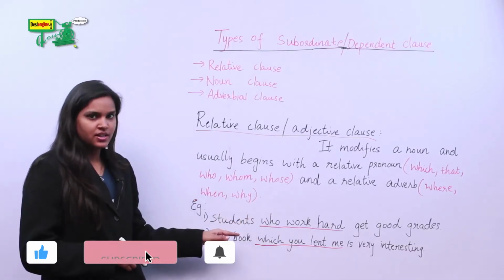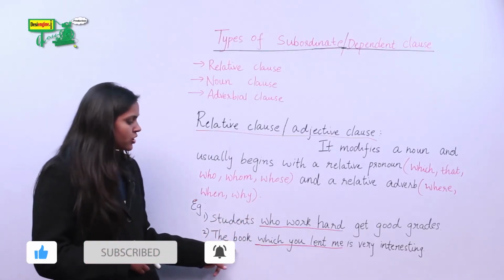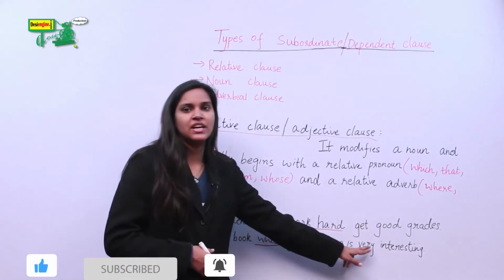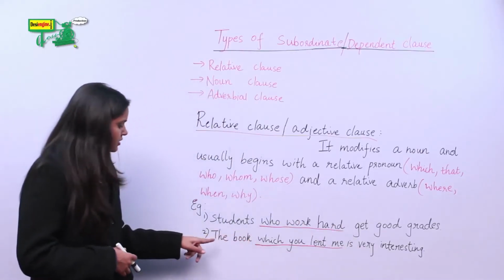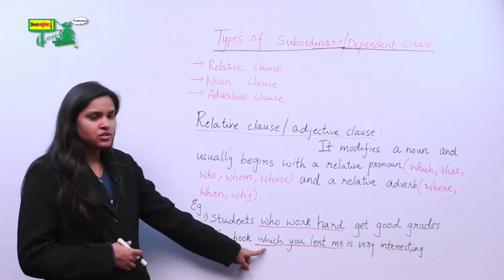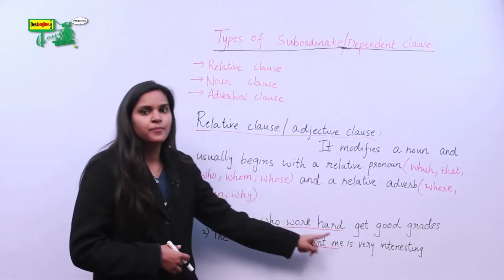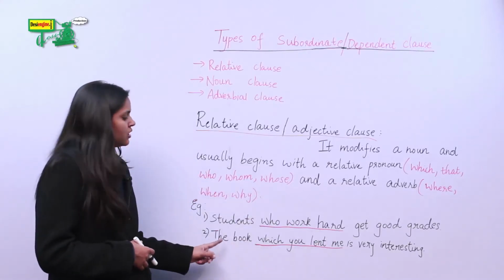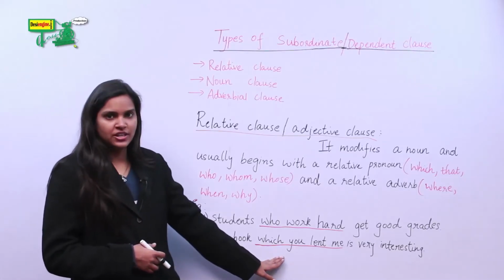Let's take another example. The book which you lent me is very interesting. In this, the book is a noun and the statement which you lent me modifies the noun. So this becomes our adjective clause.